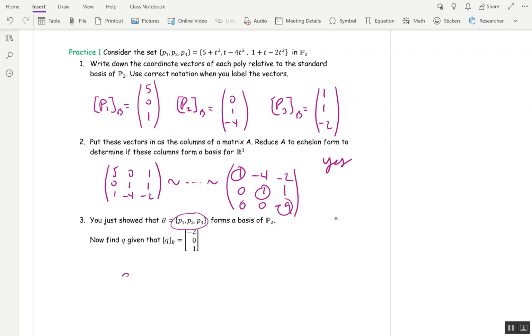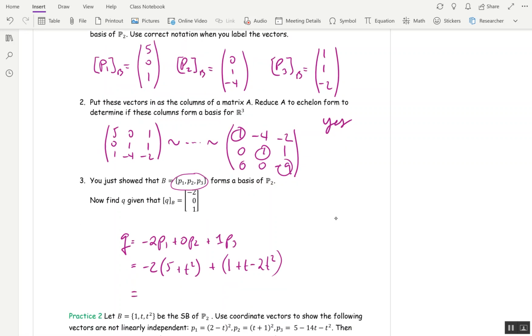So what we do there is we say Q is negative 2 P1 plus 0 P2 plus 1 P3. So that's negative 2 P1, I have to go up to the top and look at P1, it's 5 plus t squared. And then I'm going to add on P3, 1 plus t minus 2t squared. All right, and then combine like terms, and we get negative 9 plus t minus 4t squared. And that's it.